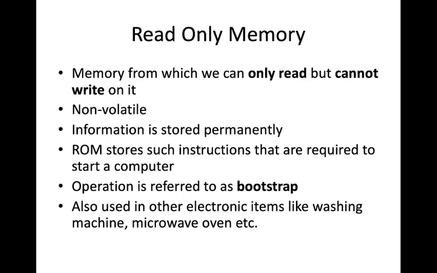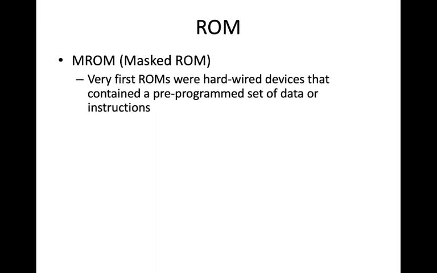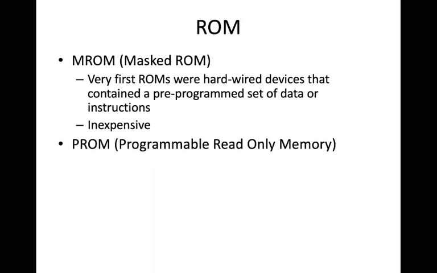Or if you check your washing machine, there will be different kinds of programs, daily wash, heavy, blanket. All those programs, all that code is written on the ROM memory. And even in your mobiles, you have this ROM memory. And in ROM, earlier ROMs were known as mask ROM. The first type of ROM was called mask ROM. So it was the very first ROM. It was a hardware device that contained a pre-programmed set of data or instructions. It was inexpensive. That was a cheap thing.